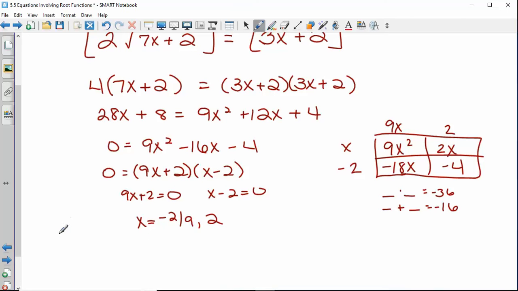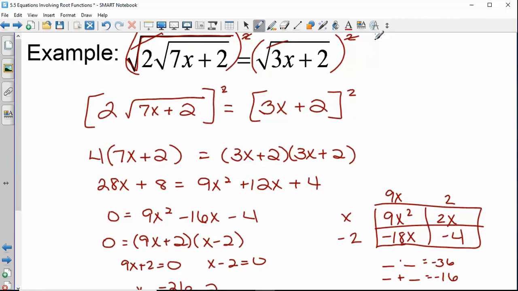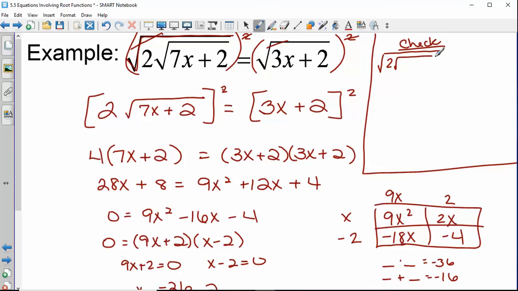Am I done? No. I have to check. I don't mind if you use your calculator to check these. You don't necessarily have to show me a lot of work. So we're plugging the negative 2/9 into both sides. I don't have enough room. Alright, so just use your calculator. Plug negative 2/9 in to both sides. And let's see if we get the same thing.